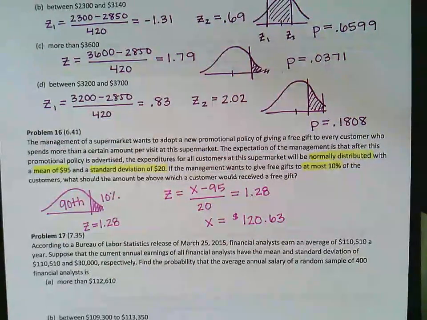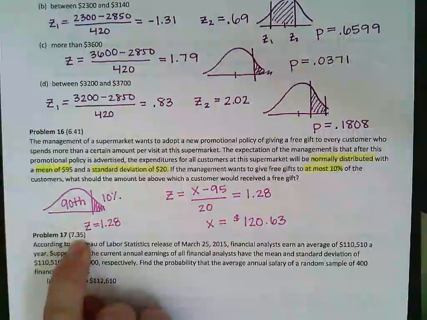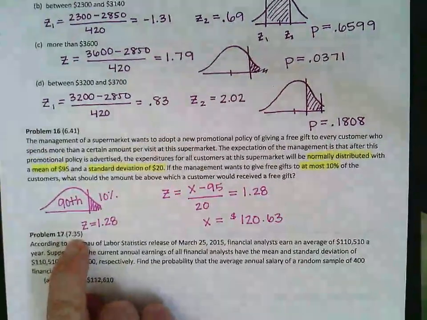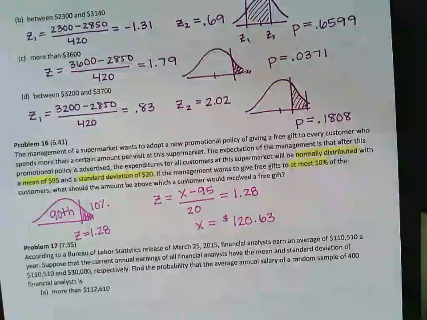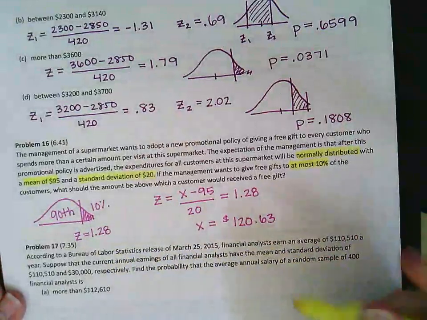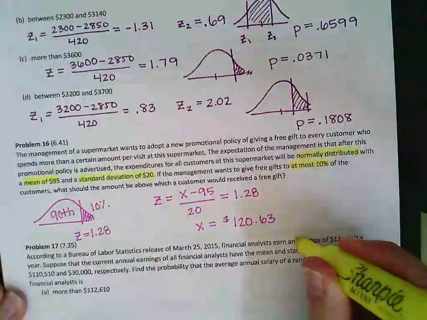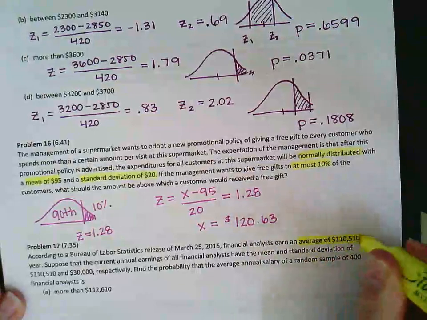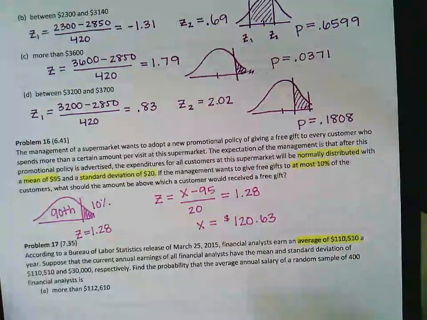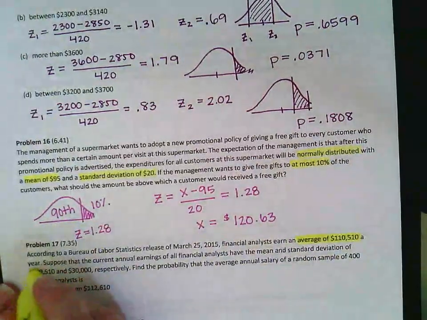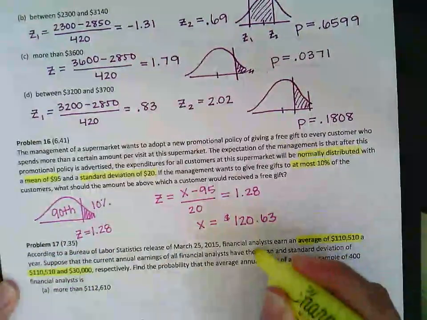All right, problem 17 now goes into chapter 7 right here. On chapter 7, okay, we start talking about sampling distributions. So it says here that according to this labor statistics, a financial analyst earns on average this much money, okay, and we have this mean and standard deviation given to us.